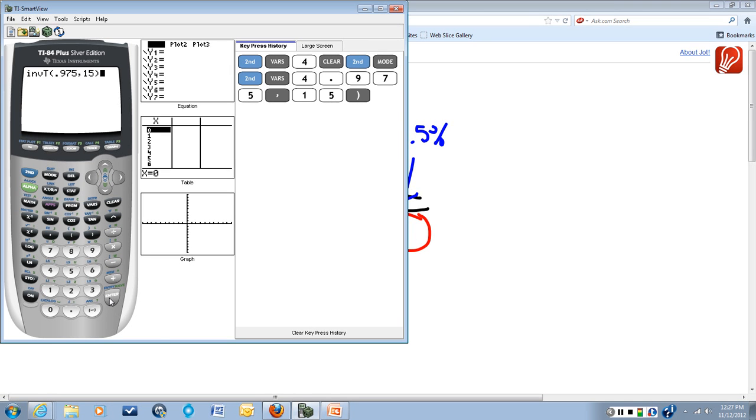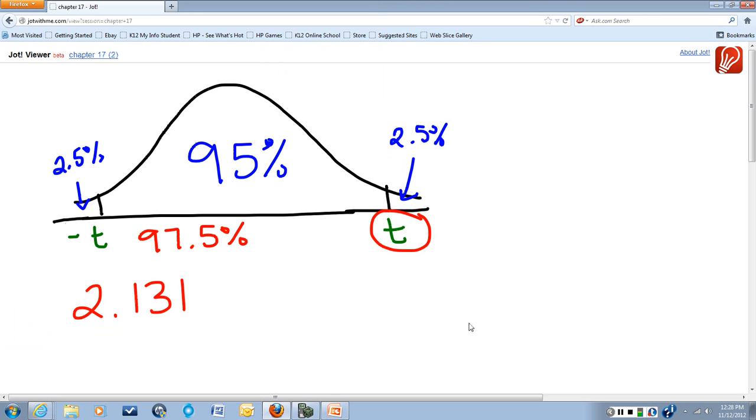So we'll put those in, and it'll take a second to calculate it, and it comes up with 2.131 if we round it to 3 decimal places. So that's our answer. This critical t-value right here, the critical value for a confidence level of 95% with a sample size of 16, is 2.131.